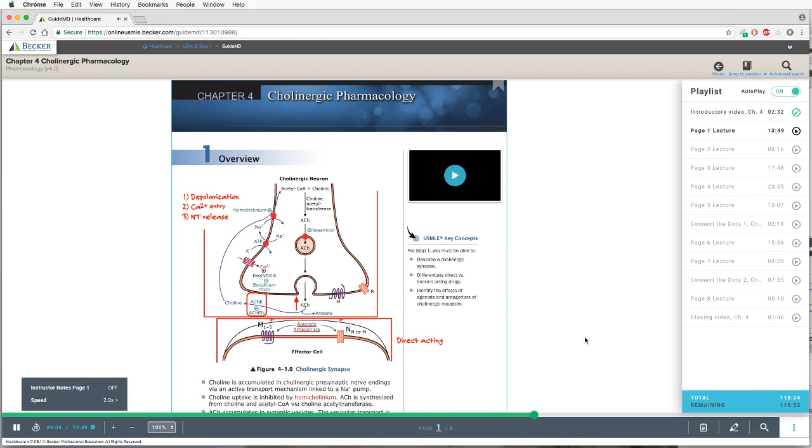Contrast then the drugs that would work in the blue box. In the blue box, the effect of these drugs is all indirect. So we call these drugs indirect acting. Indirect acting drugs will always depend on the presence of a nerve terminal and the presence of acetylcholine in a synapse to show their pharmacology.